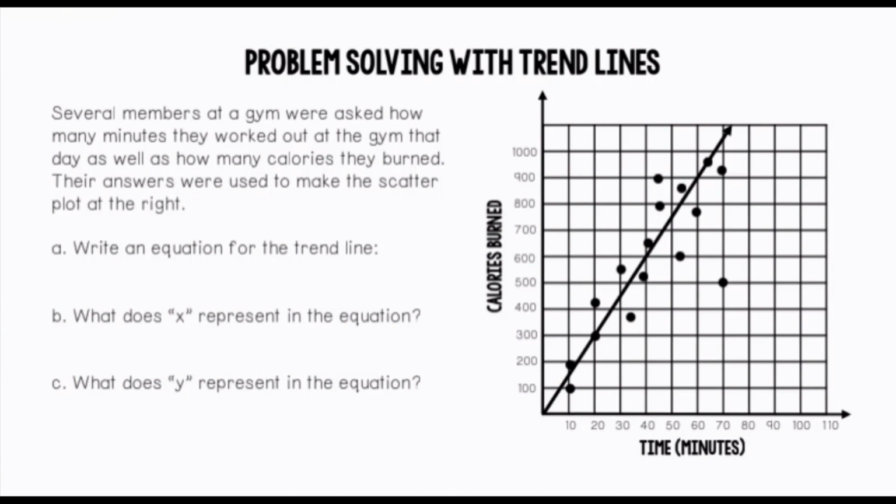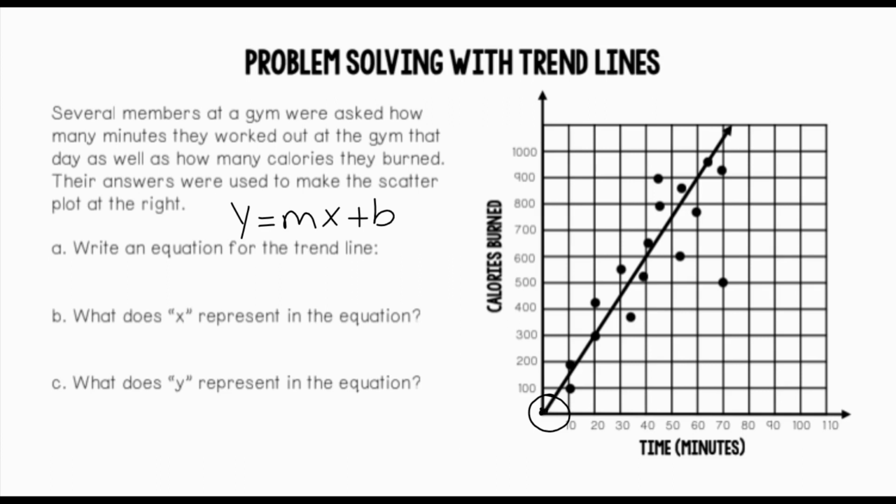First, we want to write an equation for the trend line. Remember, every equation that we write for lines in the coordinate plane is in slope-intercept form, or y equals mx plus b. So I want to identify my m, which is my slope, and my b, which is my y-intercept. Notice here, I don't have a y-intercept. It starts at (0, 0), so I'm not going to have a plus b.